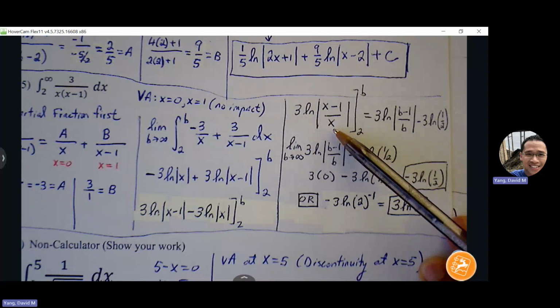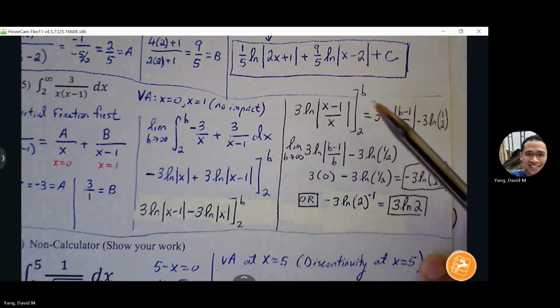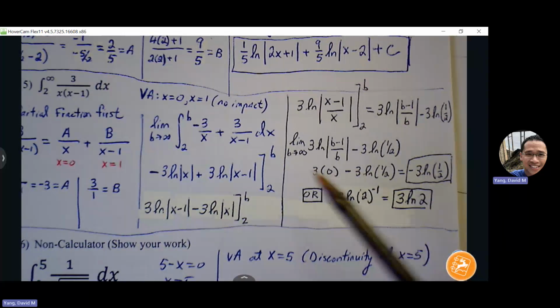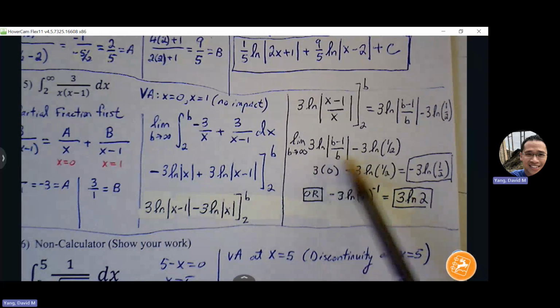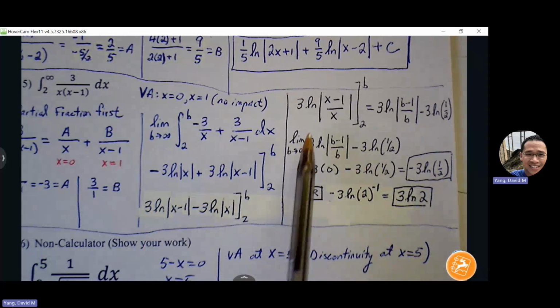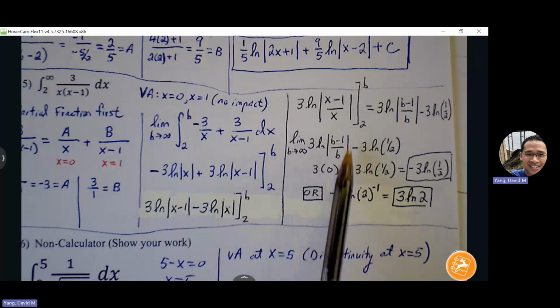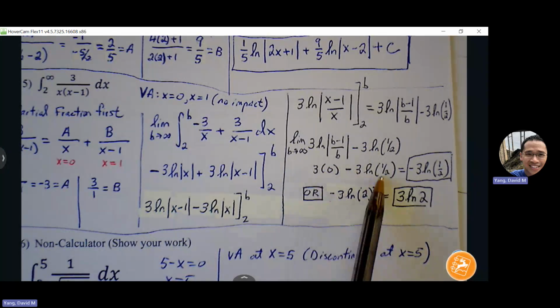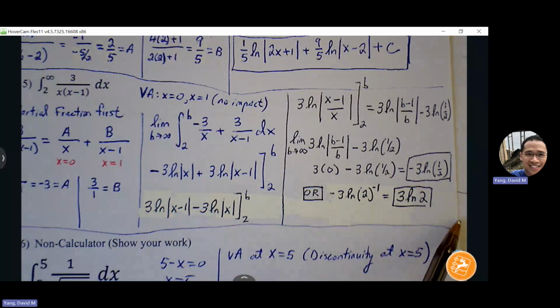So now that we're here, then we can plug in upper bound minus lower bound. Okay, so are we good up to this stage? Okay, now we're gonna do limit as b approaches infinity of this expression minus this. So basically, anytime we have infinity, we just want to figure out, is this going to give me something that is a real number, or is it going to stay as something that is going to be infinity? Anytime infinity shows up in your evaluation, then we can say it diverges.